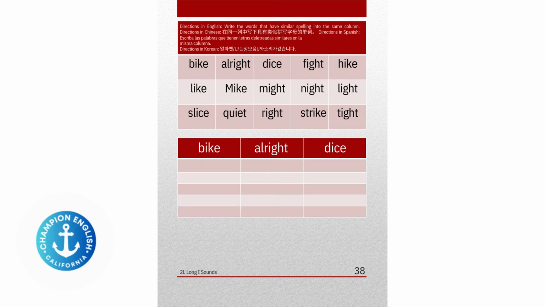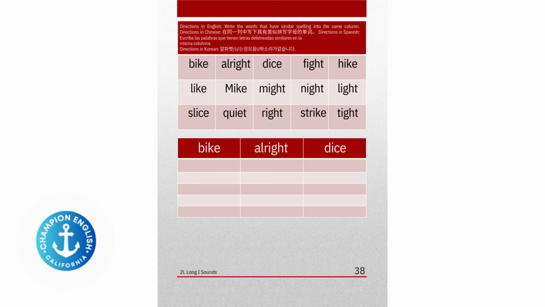Okay, students, we're now going to take each word and put the words in the right column. We have three columns. Our columns are bike in column 1, all right in column 2, and dice in column 3. Go ahead and take all of your words and put the words in the right column. I am going to give you 30 seconds to do this.